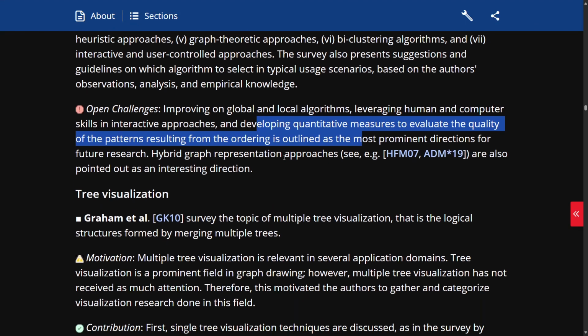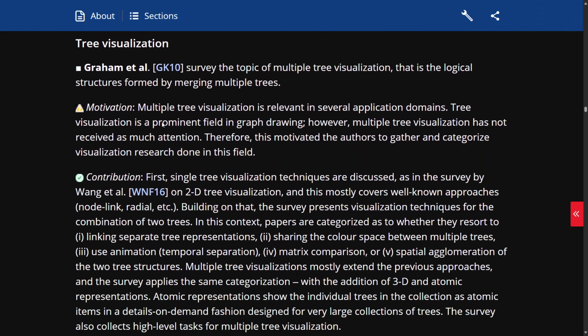Tree visualization. Graham et al., GK10, survey the topic of multiple tree visualization, that is the logical structures formed by merging multiple trees. Image motivation. Multiple tree visualization is relevant in several application domains. Tree visualization is a prominent field in graph drawing. However, multiple tree visualization has not received as much attention. Therefore, this motivated the authors to gather and categorize visualization research done in this field.